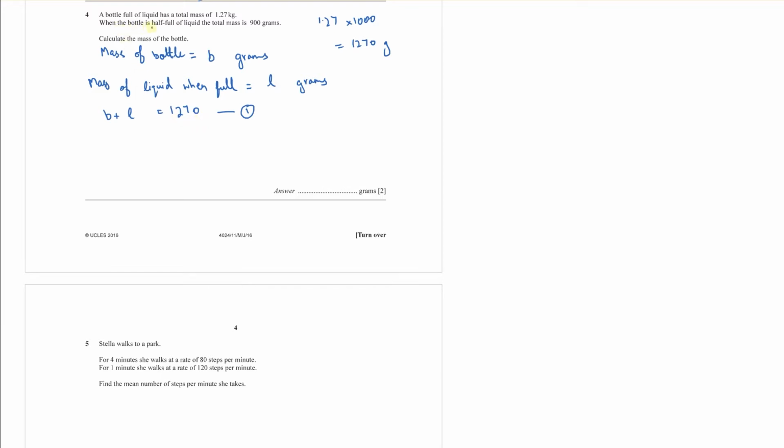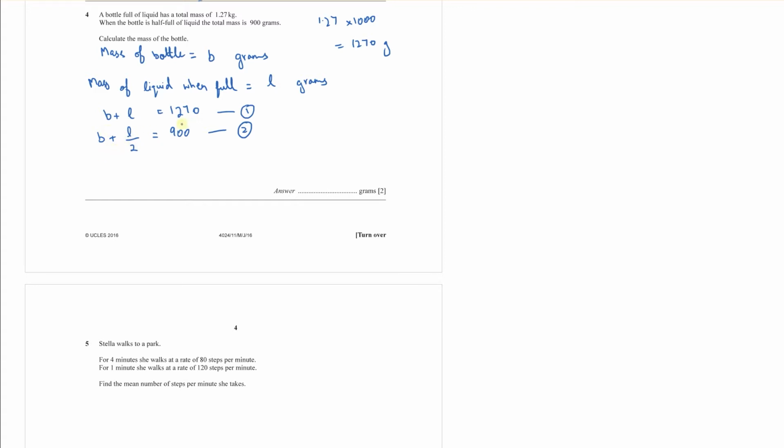You're also given that when the bottle is half full of liquid, the total mass is 900 grams. When the bottle is half full, the mass of the bottle is still the same, it doesn't change, so that's still B. But now the mass of the liquid is half because it's half full, so your L becomes L over 2. And this is given as 900 grams. So the mass of the bottle plus the liquid is 900 when the bottle is half full. Your liquid's mass is halved in the second equation.